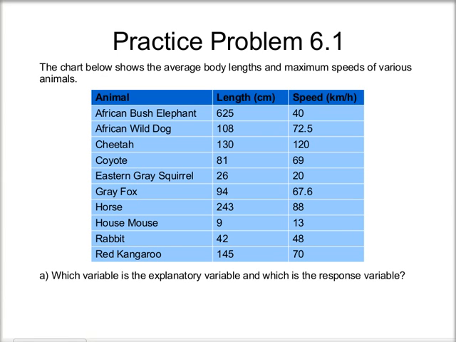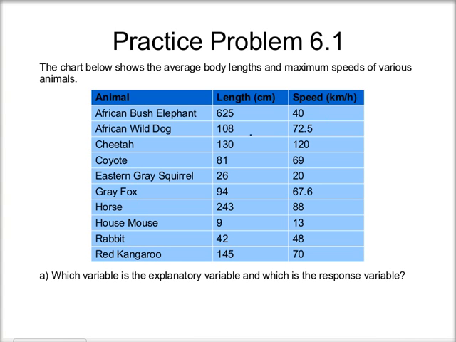This is practice problem 6.1. I've got a chart that shows the average body lengths and maximum speeds of various animals. For part A, I want to know which variable is the explanatory variable and which is the response variable. So I've got the lengths of the animals and their speeds.